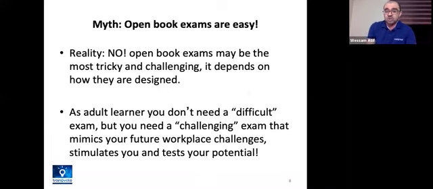As adult learners, you don't need a difficult exam, by the way, because a lot of people keep on saying that if exams are open book, they're not difficult and the standards will be lower. This is not educationally sound. As an adult learner, you need a challenging exam. You don't need a difficult exam. Okay? And an exam that mimics your future workplace challenges, stimulates you and tests your potential to grow. That's what you really need.